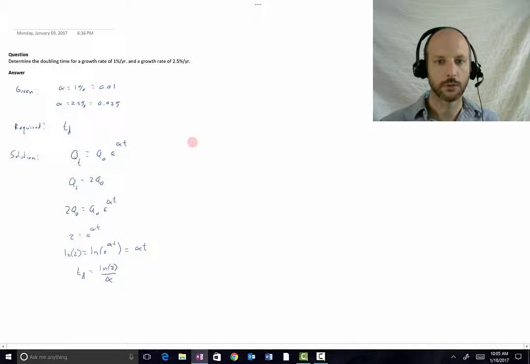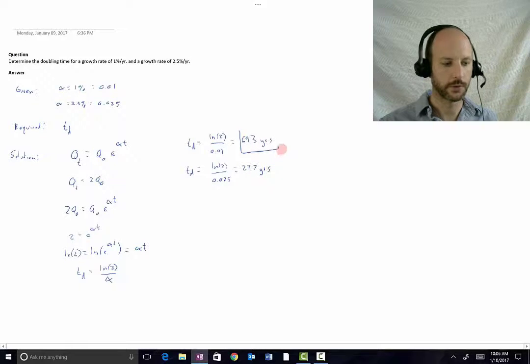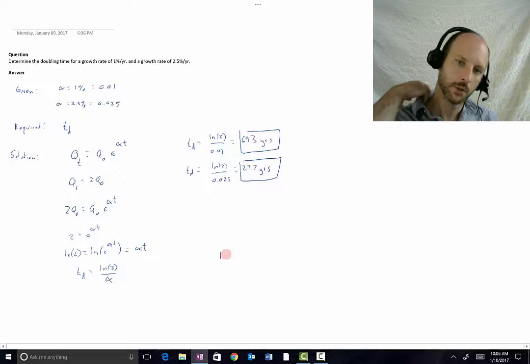So now what we need to do is just plug our growth rates into that to determine the doubling times. Fairly straightforward. It's just going to be ln of 2 divided by 0.01, and just pop that in your handy dandy calculator. You're going to get 69.3, and since our growth rates were in per year, that's 69.3 years. We can just repeat that for a growth rate of 2.5%, and we get 27.7 years. The units there come from whatever the growth rate was initially given in.